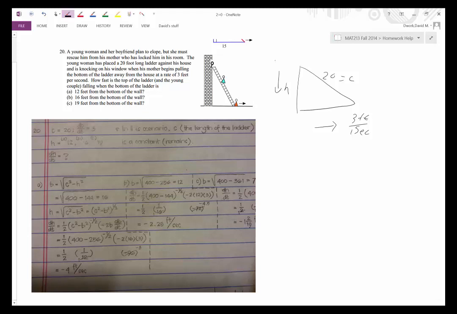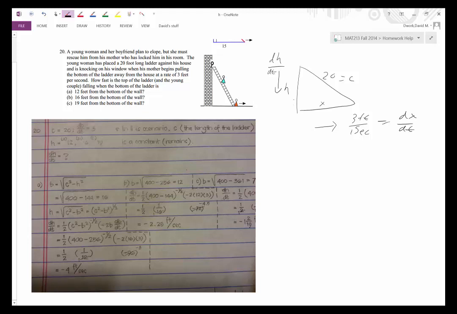So this is our question: how is the change in height over change in time changing when the bottom of the ladder is X number of feet away? So we'll call this X for the distance away. Therefore, I need to find dh/dt, and notice they've already given me dx/dt. So if I can create some equation that relates h and x, and then take the derivative of it, I'll get what I need.